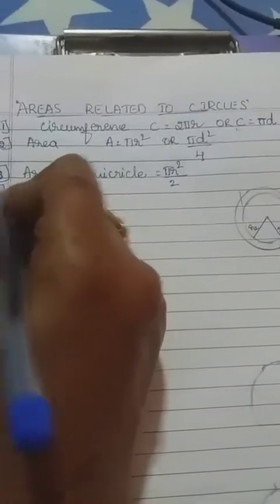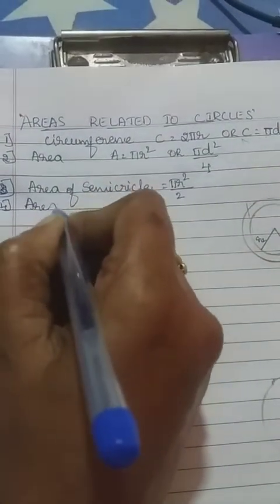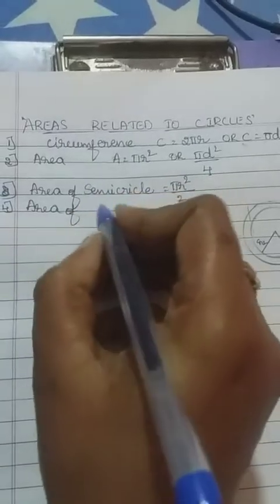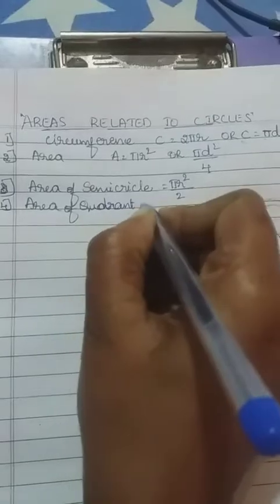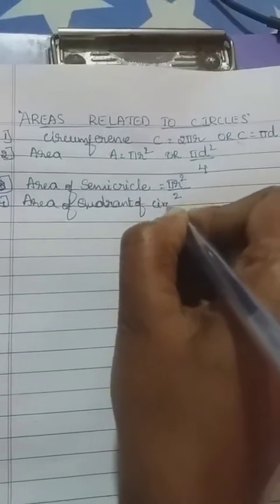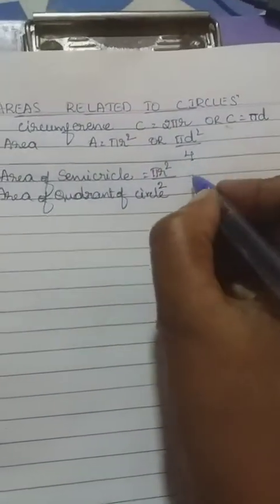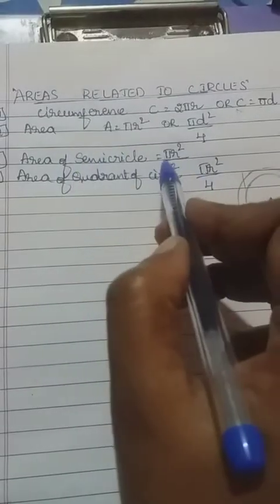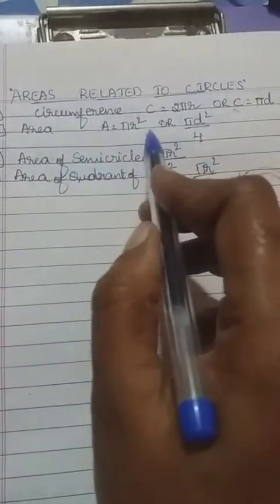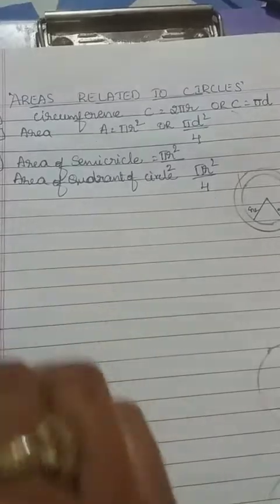And the last one, the fourth one, we have to know about the area of quadrant of circle. Quadrant in the sense kalabhaga. Semi means ardha bhaga. Quadrant in the sense kalabhaga. Area of quadrant of circle is 1 by 4 pi r square, that is pi r square divided by 4. So this is the area of quadrant of a circle, this is the area of semicircle, and this is the area, pi r square or pi d square divided by 4.